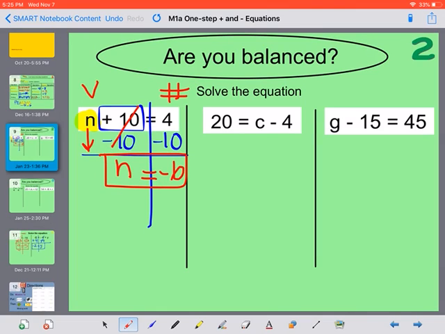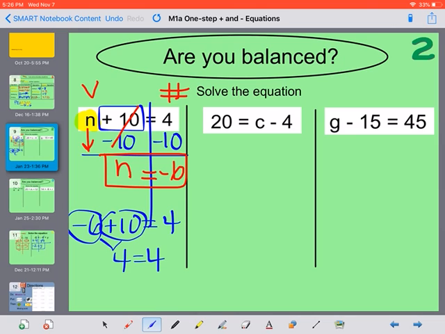So you can also check your answer. We can plug this back into our original equation. If n is -6, does -6 plus 10 give us 4? Well, -6 and 10, there are more positives. There are 4 more. Yes, 4 does equal 4, so that is correct.